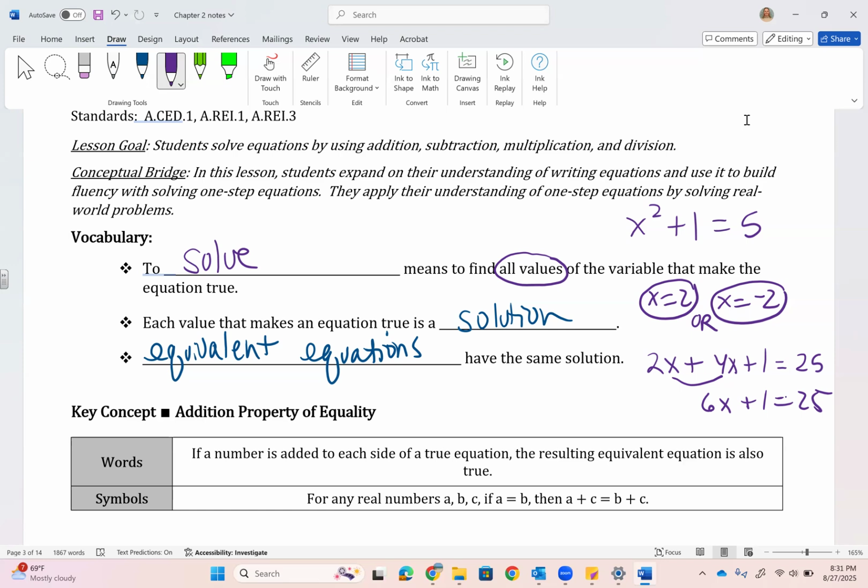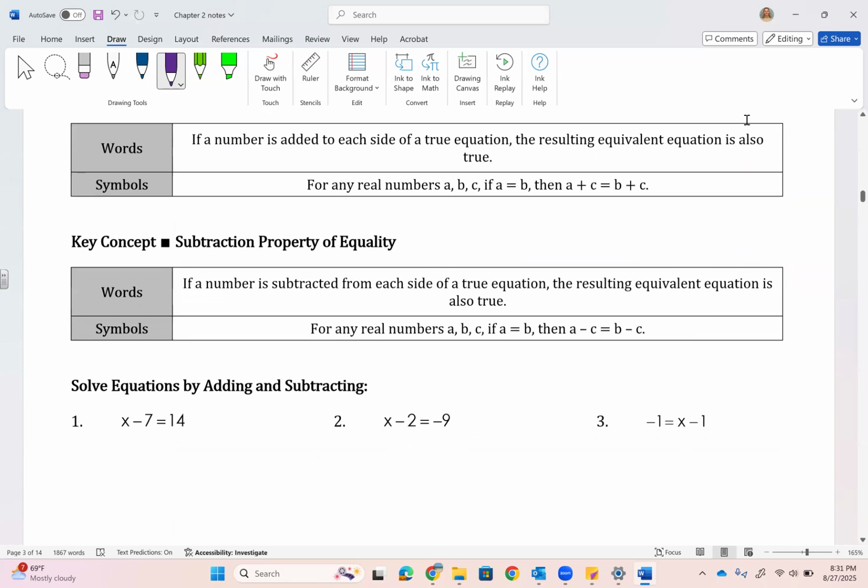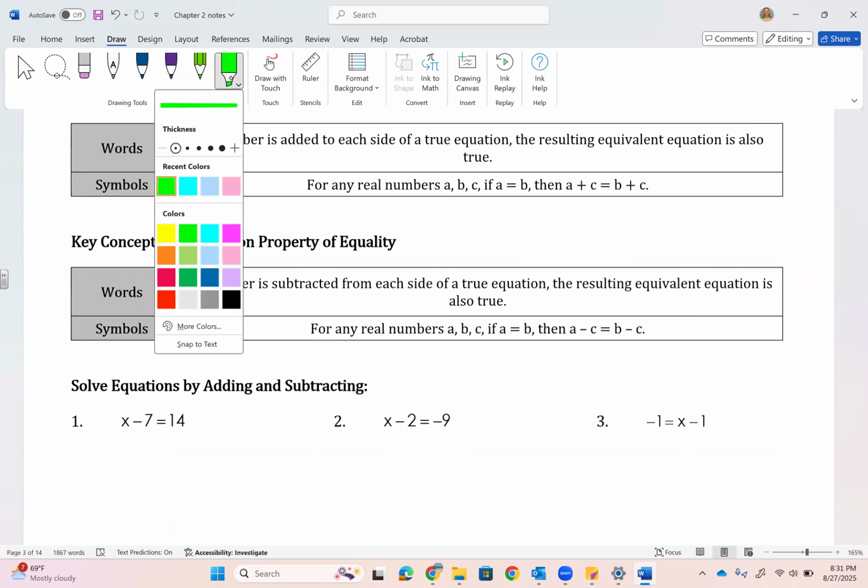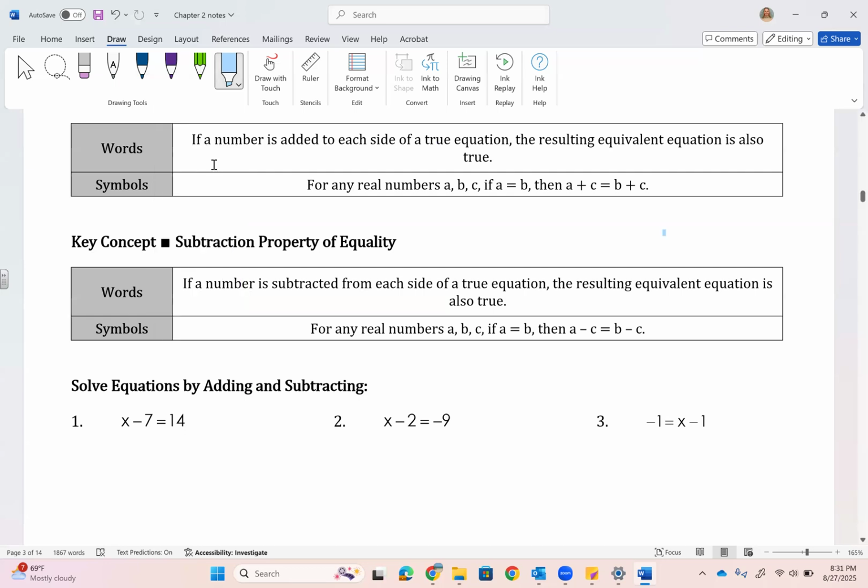And we use steps that are true to help us solve problems. When we solve things, we're not changing things up to make them different. We're keeping them having the same solution. The first thing you can do is, if you have an equation, you're allowed to add the same number to both sides of the equation, and it will still be an equivalent equation. And you're allowed to subtract the same number from both sides, as long as you do it once to each side.